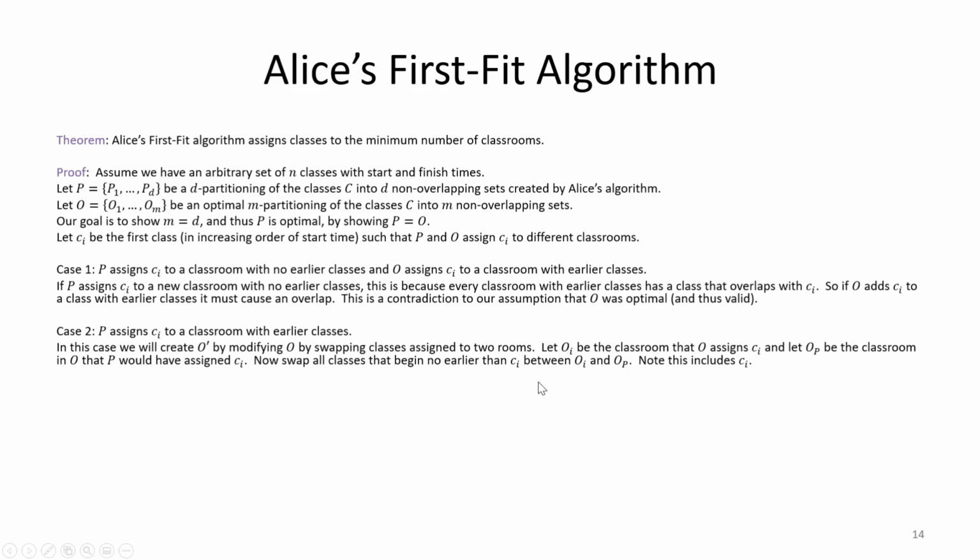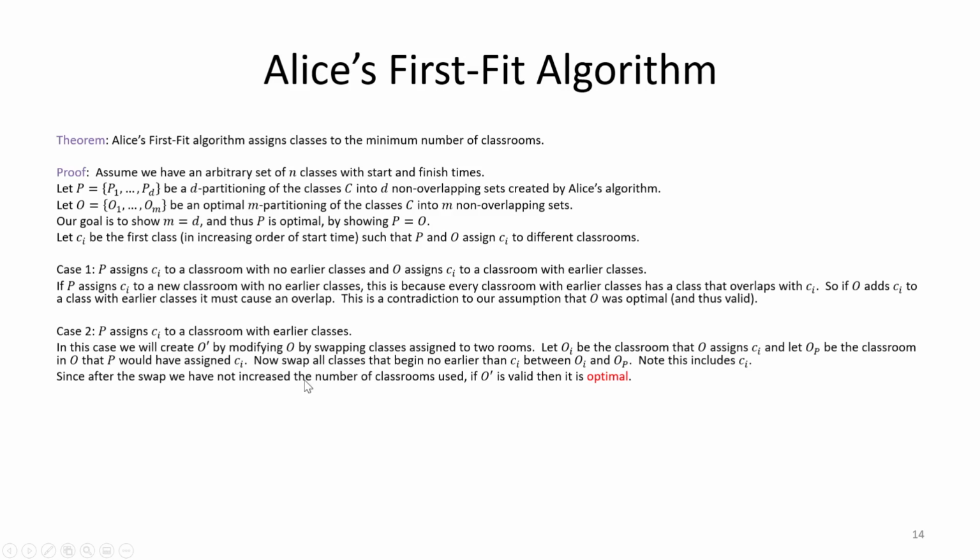Now, the critical thing is, because we're using this cutoff point of CI, the starting time of CI, all the classes we swap all start after that point, or exactly at that point. And what we know is all the classes we leave behind must finish before that starting time, because they're compatible with CI. And that's the critical last bit of our argument here.